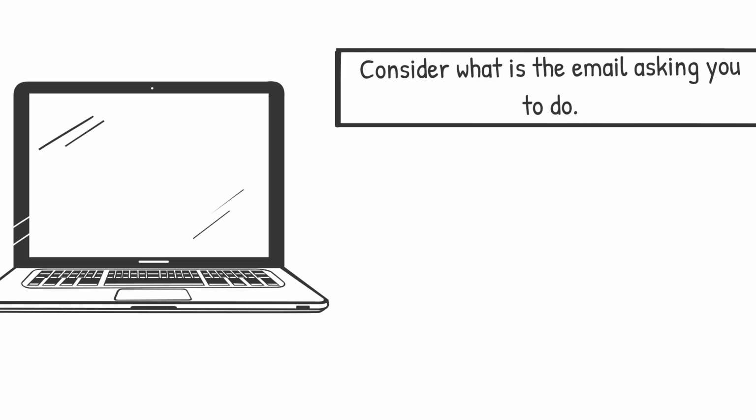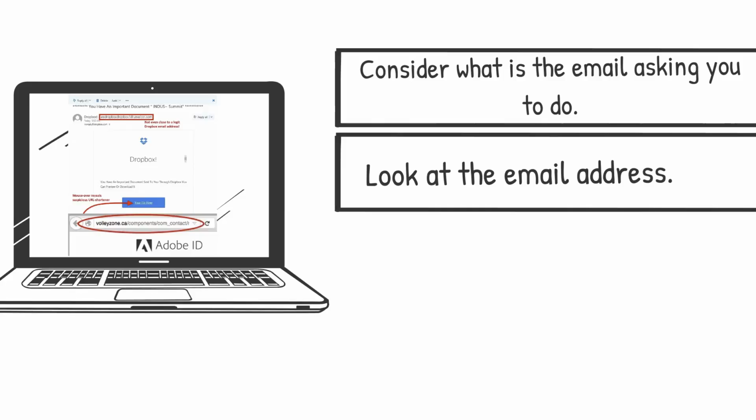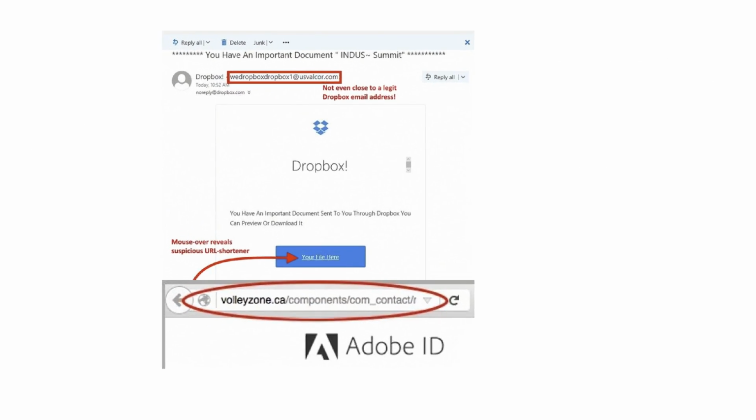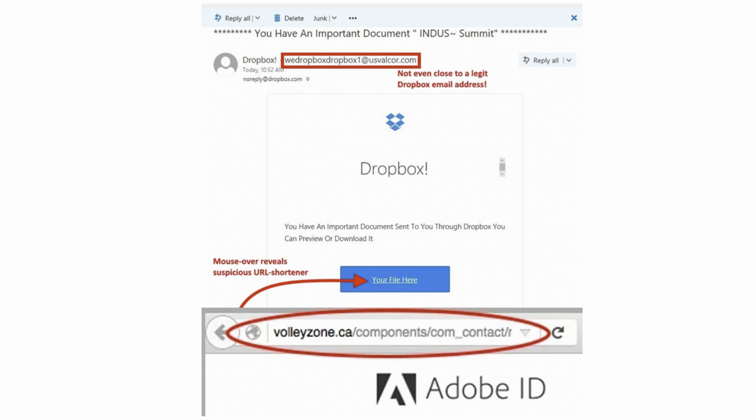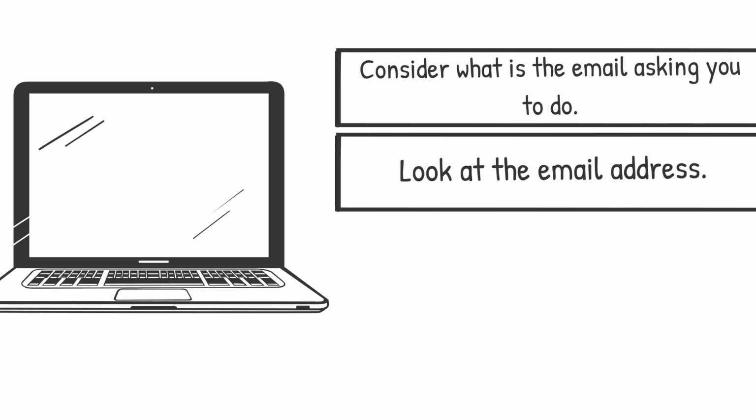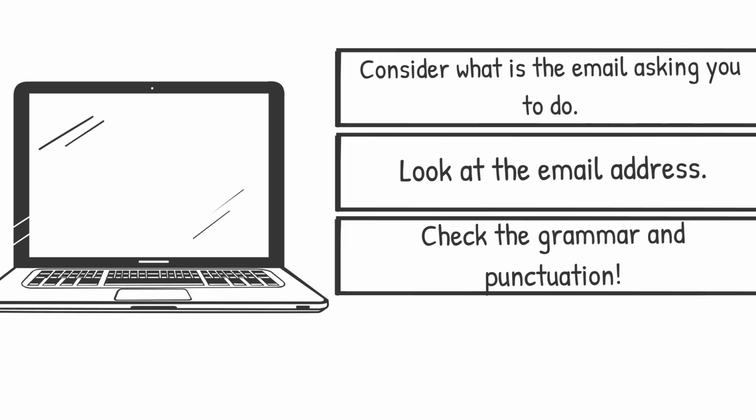Tip number 2. Look at the email address, or look at the web address. Many phishing email addresses do not match the company contacting you. Companies will use email addresses or website addresses that contain their name or domain. Tip number 3. Check the grammar and punctuation. For some reason, most phishing emails contain many grammar and spelling mistakes. If it doesn't look right, then question it.